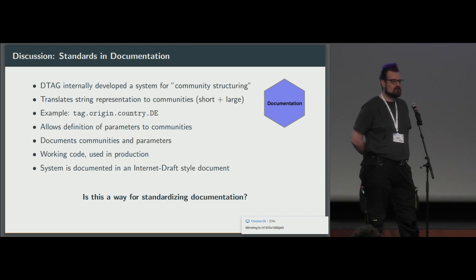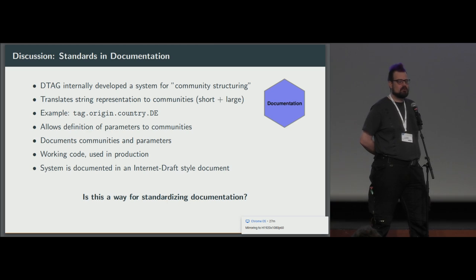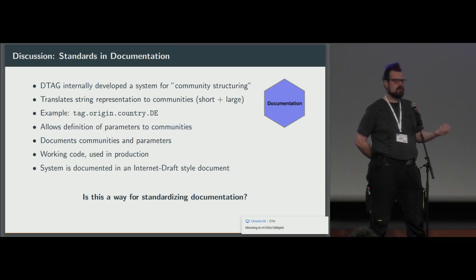So I think this is a great way for actually starting to document communities in a sensible way, because you don't have to operate with magical numbers. And you can actually distribute these documentations and talk about policies and filters with your peers, because you can talk with strings and no magical numbers. And even if you have other router configurations, you can still use these string representations and you know what you're talking about.